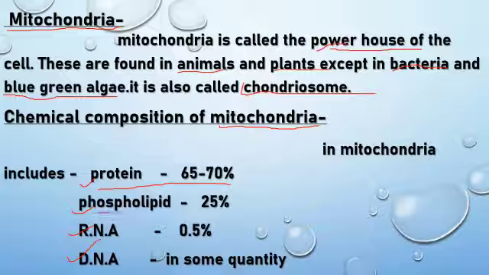The next one is phospholipid. Phospholipid in mitochondria is found at 25%. The next one is RNA. RNA is found at 0.5%, and the next one is DNA. DNA is found in a smaller quantity. So the chemical composition of the mitochondria is that it is made up of protein, phospholipid, RNA and DNA.